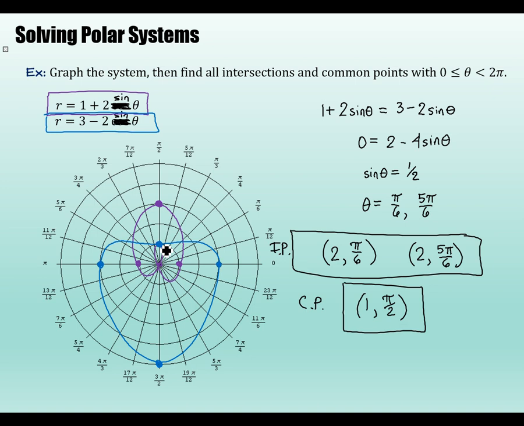So is it technically a common point? It's a common point, but it's not an intersection point because it doesn't arise from the algebra. If you plug pi over 2 into these equations, you do not get 1. Does the graph technically hit 1 comma pi over 2, or does it technically not? Which graph? The purple one.